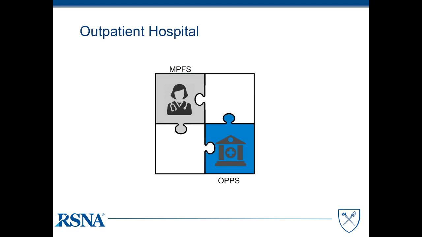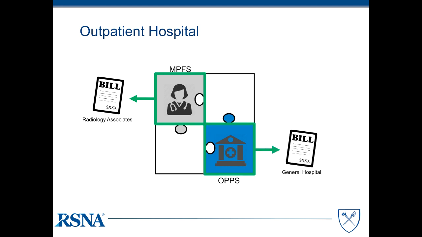How about the hospital outpatient setting? Here again, there's a bill from the radiology group for their professional services, and the bill for the technical services comes from the hospital and gets paid by Medicare through its hospital outpatient prospective payment system. Even for employed physicians like me, there are 2 bills, one from our clinic corporation and another through our hospital corporation.